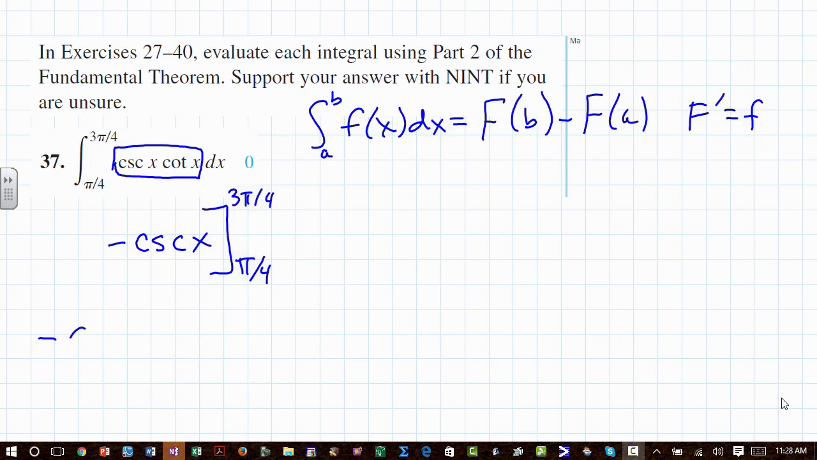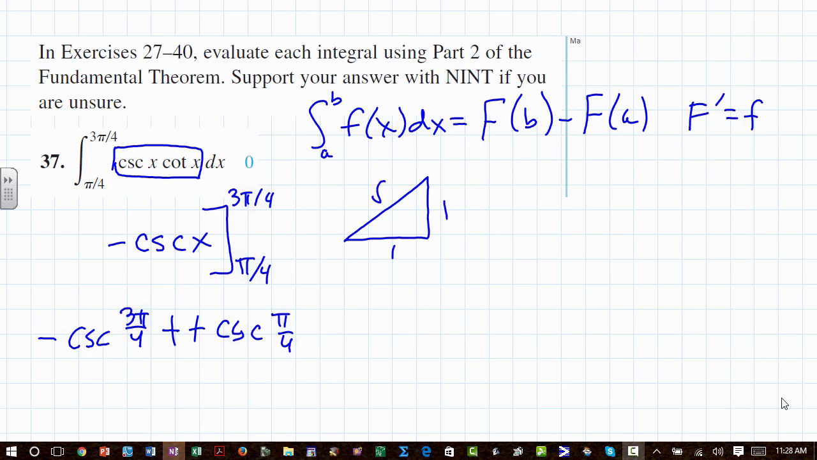And that's going to be negative cosecant of 3 pi over 4 minus a negative cosecant of pi over 4, so plus there. I'll need to know what the cosecant of pi over 4 is. I believe the cosecant is hypotenuse over opposite. So this cosecant of pi over 4 becomes root 2.